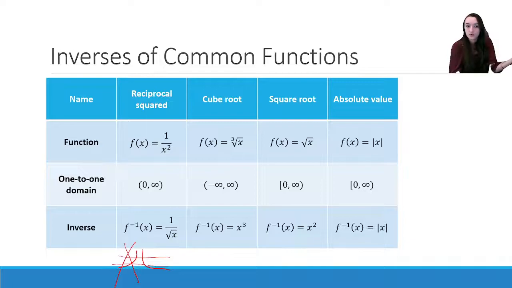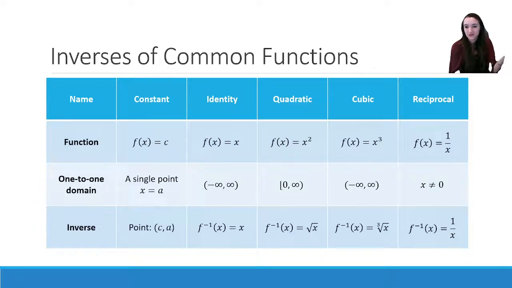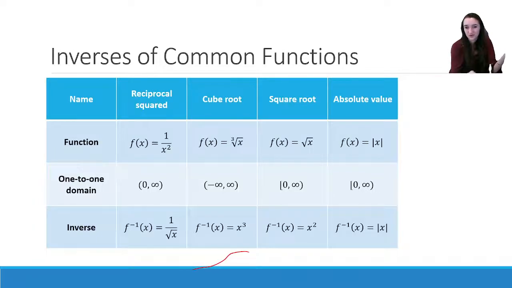The cube root, on the other hand, is one-to-one. So cube root, remember, looks like this. It's one-to-one. We've already talked about the cube root's inverse being the cube. So same for the square root. Its inverse is x squared. But we do have to cut out part of the domain of x squared to say that.